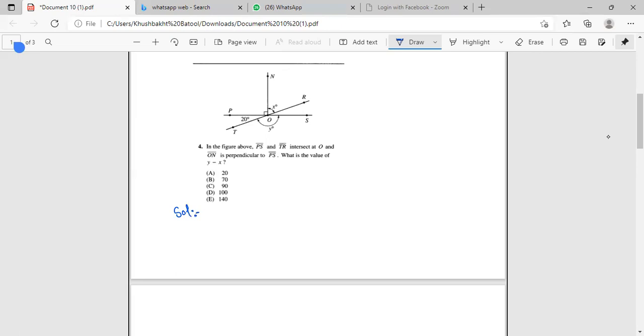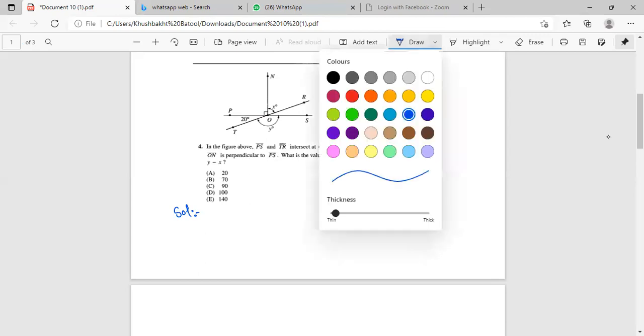So the question is, in the figure above, PS and TR intersect at O. This is PS and here is TR. And ON is perpendicular to PS. So one thing is clear: if ON is perpendicular to PS, this angle must be 90. So they have written it correctly. Perfect. Then what is the value of y minus x? So we need to find y minus x, but in order to find it, first we have to find y and x.